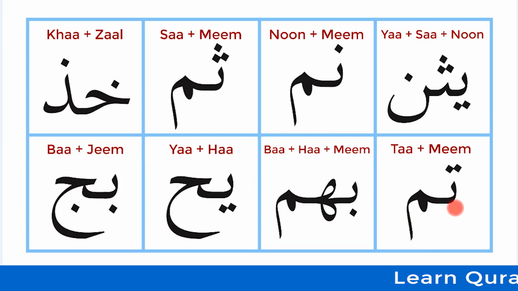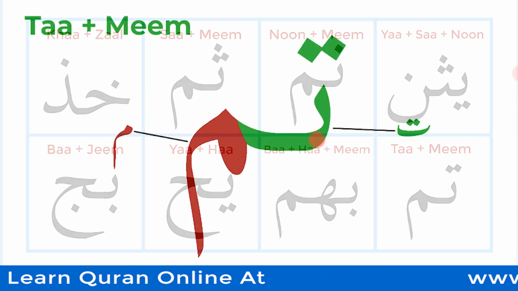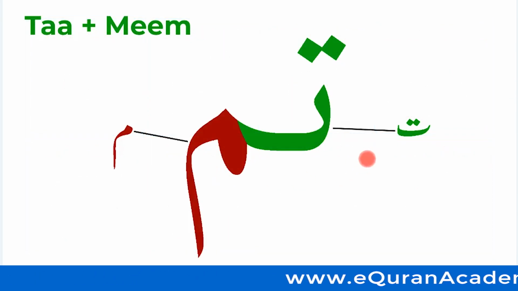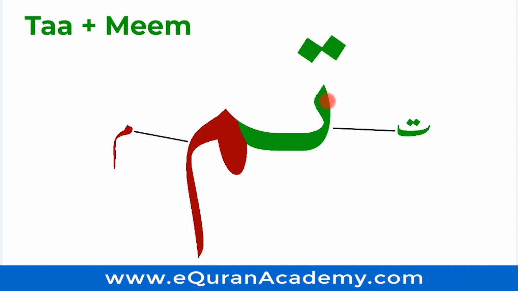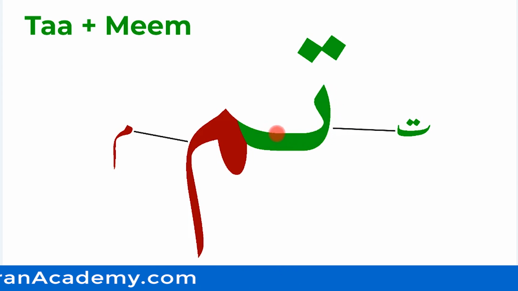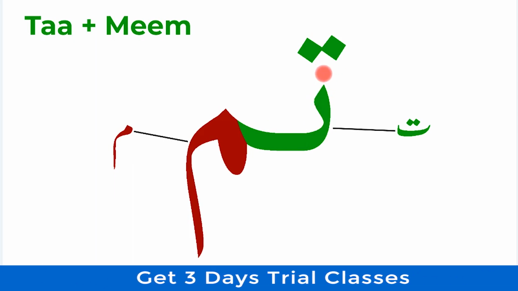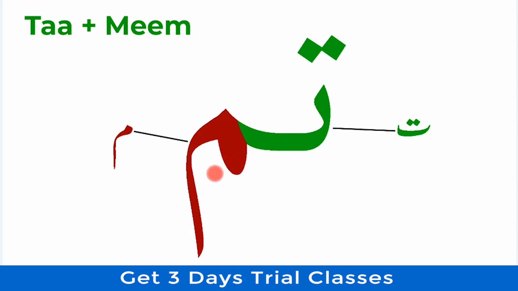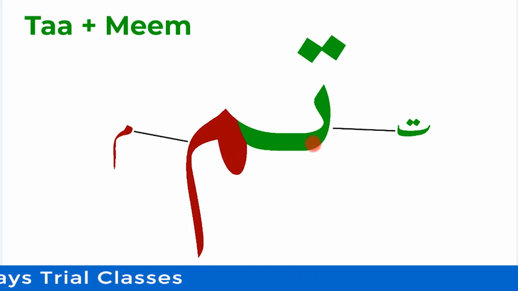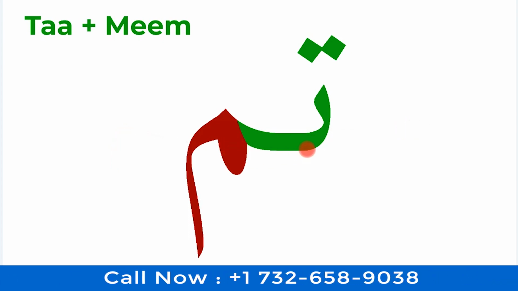Ta meem. This is single ta, but when we write Arabic, ta will write like this. When we write in words, ta will write like this. Ta has two dots on top. Only you can recognize ta by two dots. Ta meem. Ta is green. Meem is maroon. Please read after me.